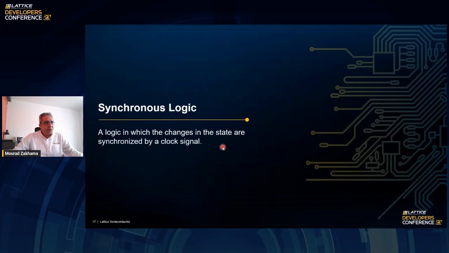That's where we get to what we call synchronous logic. It's a logic in which the changes in state are synchronized to a clock signal. It's like the heartbeat that everybody will be synchronized to, and any changes in the design will be related to the clock. There are obviously limitations on how fast you can run the design, and we're going to see this limitation and how to calculate the Fmax, but it's a more reliable way of building your logic.